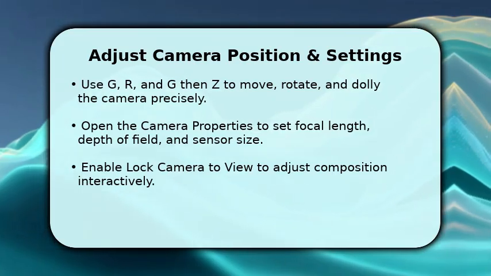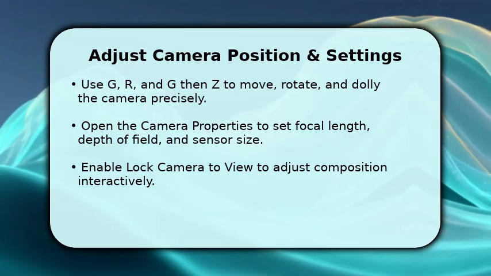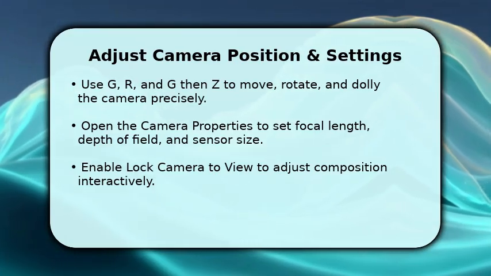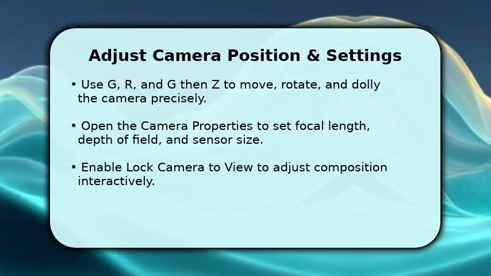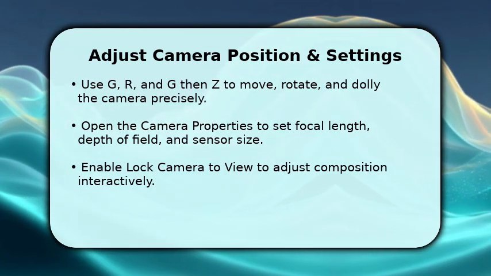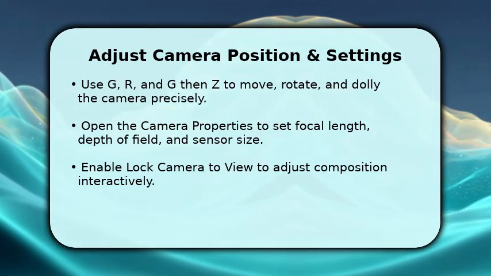Open the Camera Properties panel to change focal length, sensor size, and depth of field so you can shape perspective and background blur the way a real lens would. If you prefer interactive framing, enable Lock Camera to View in the end panel. This lets you orbit, pan, and zoom while remaining inside the camera's view.